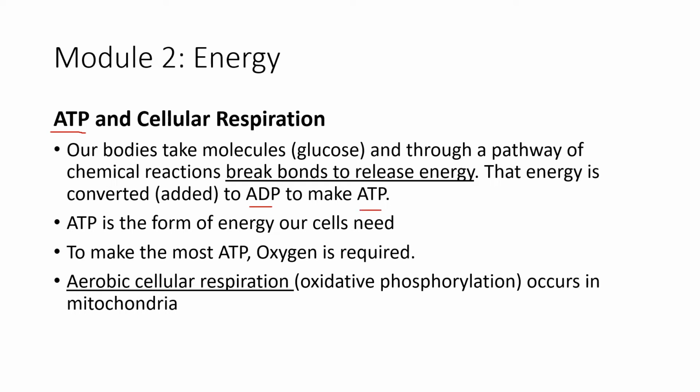So again, general concept: when you make a bond, it takes energy. If you break a bond, it gives off energy. To make the most ATP, our cells need oxygen, and it does a process called aerobic cellular respiration. It's also referred to as oxidative phosphorylation, and it occurs in the mitochondria.